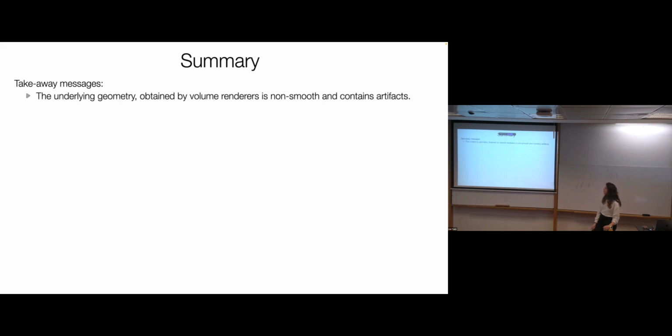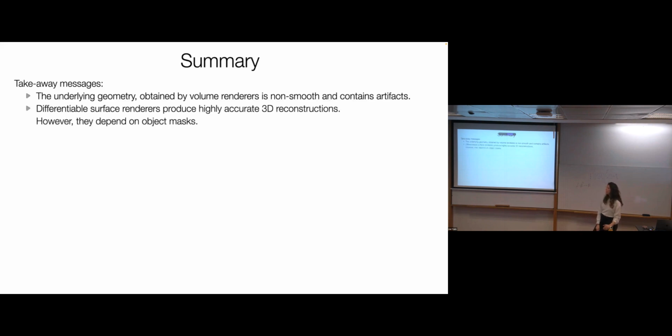The first is that we saw that using NeRF to extract geometry, we're not going to get really reliable geometry of the scene, and it's not smooth and it contains some noisy artifacts. We can use surface rendering, and it gives very highly accurate 3D reconstruction, but it depends on the object masks. However, if we unify these two approaches, we can do surface reconstruction using a volume rendering approach. And even though the results are pretty convincing and nice, there are some limitations to it.